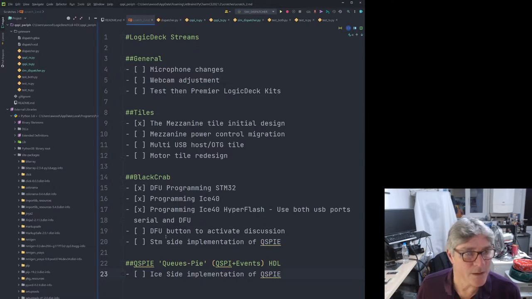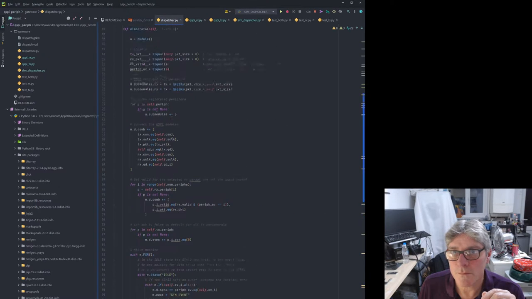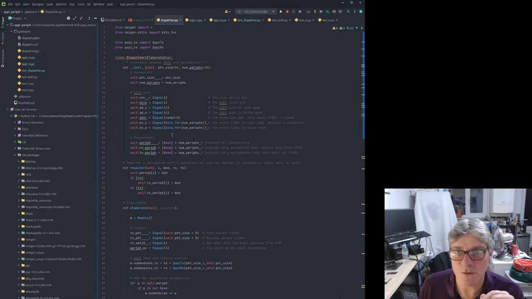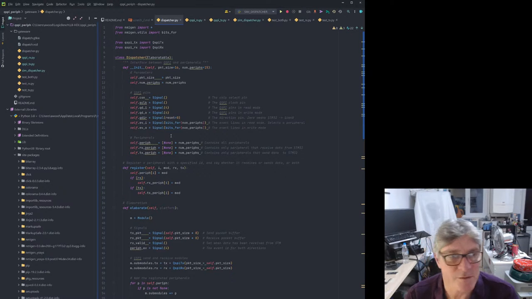So let's have a look at that. What should we do first, Laurie? Shall we show the HDL, or shall we look at the waveform? I think we should show the dispatcher first. Just have a quick talk through that, maybe, because it's nice and well documented. Laurie's done a great job here.